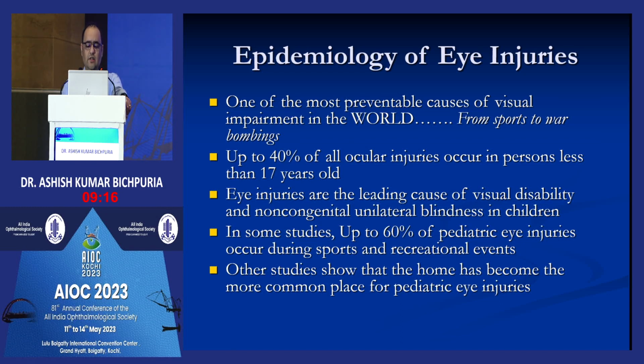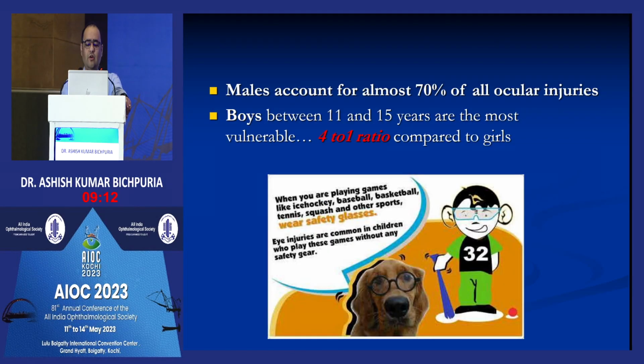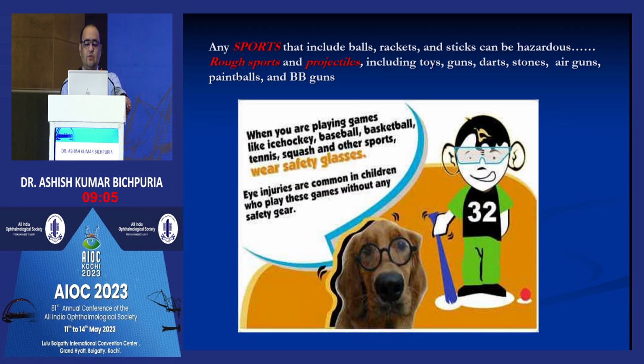Other studies show that the home has become the more common place for injury. Males account for almost 70% of all ocular injuries. The boy to girl ratio is 4:1. Any sports that include ball, racket, sticks can be hazardous. Rough sports and projectiles, including toys, guns, darts, stones, air guns, paintballs, are more hazardous.